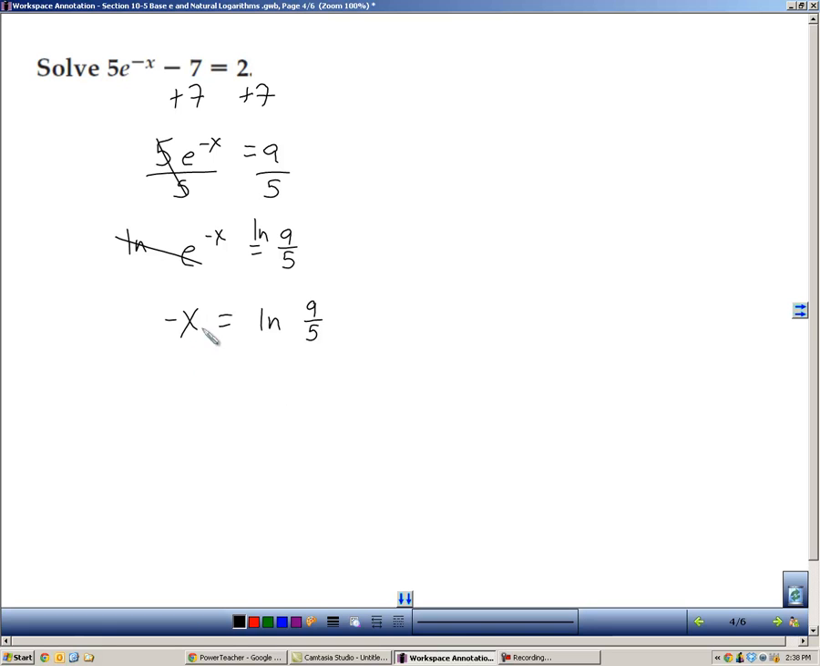Last thing I'm going to do is just divide both sides by negative 1, giving me x equals the negative natural log of 9/5. So plug that into my calculator, get a decimal approximation. X equals the negative 0.5878.